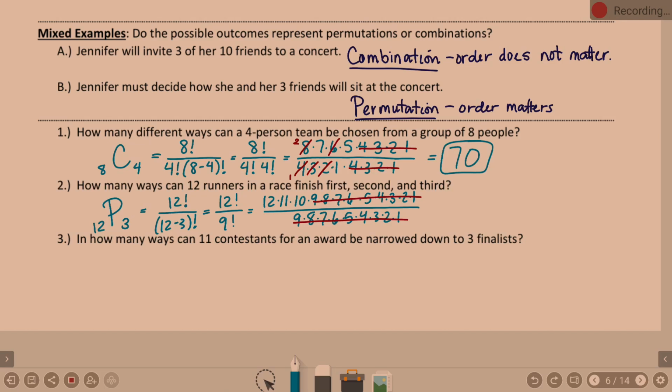We end up with 1 on bottom. What's 12 times 11 times 10? 1,320.